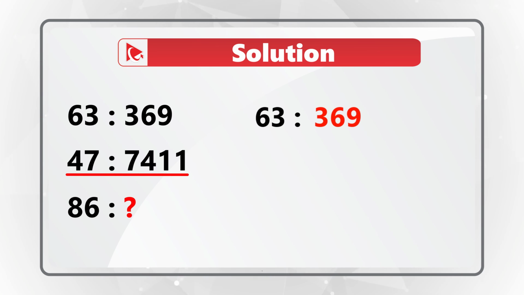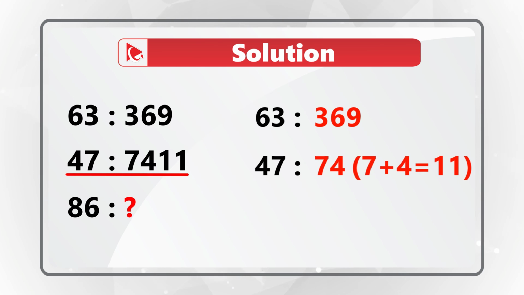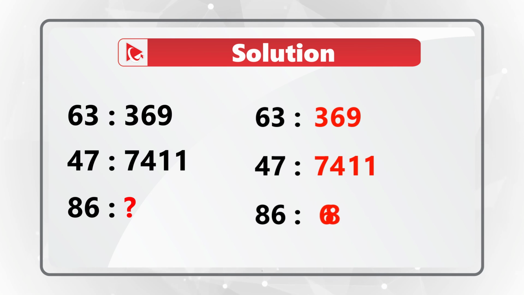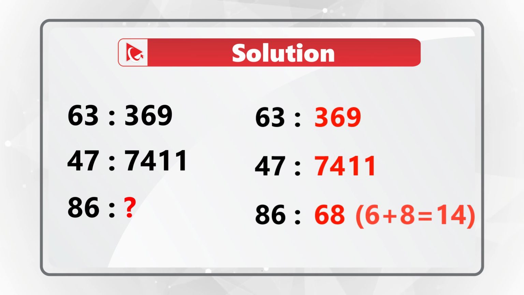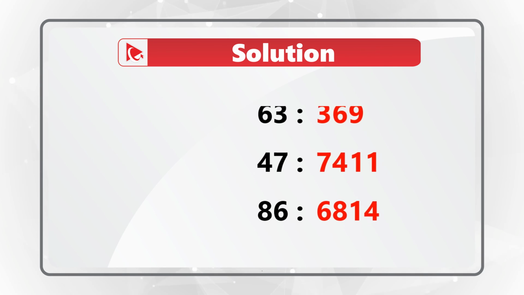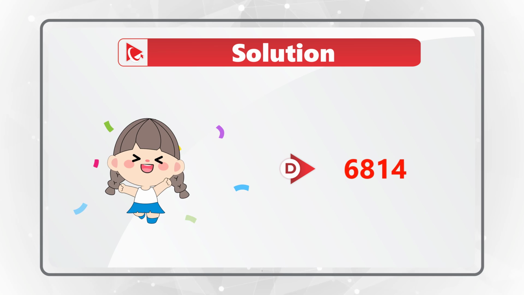47 is related to 74, where we swapped the digits, concatenated with the sum of 7 and 4, which is 11. So to get to the correct solution for 86, we need to swap 6 and 8 and then add 8 plus 6, which equals 14. So the correct answer here is choice D, 6814.